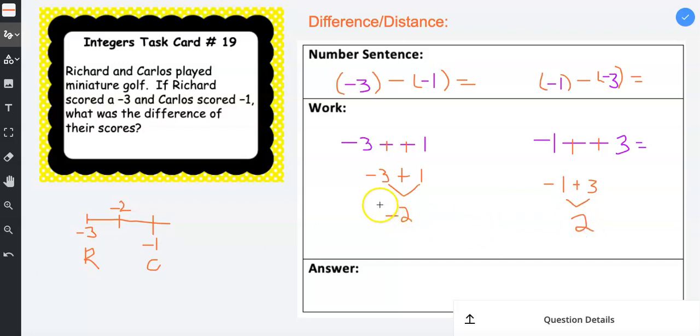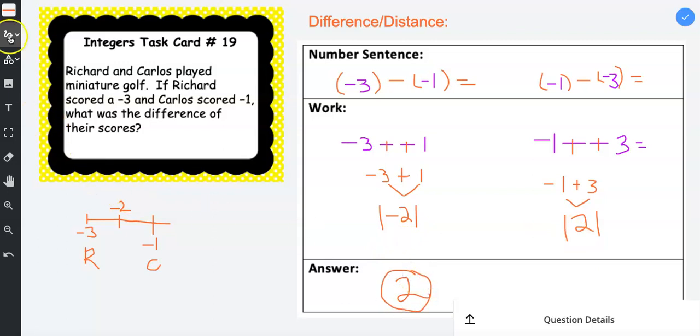And then, since we're talking about a difference or a distance, usually with these problems, they're not concerned about whether your answer is a negative or a positive. They're just asking you, what was the change? What was the difference? And it was a difference of 2.